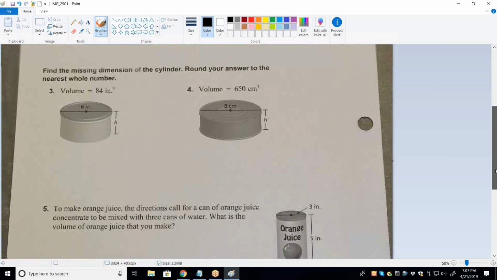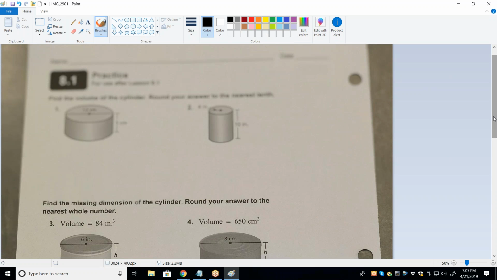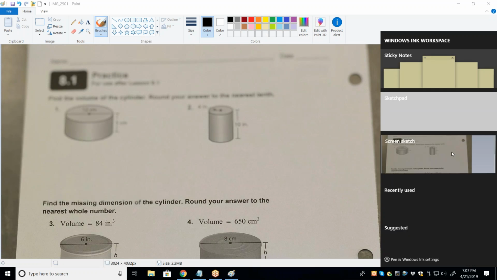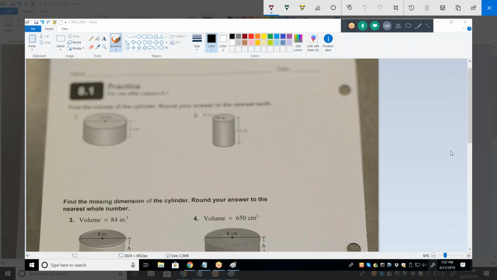Actually, can I just tell you what the first 2 problems are? Yep, absolutely. It says find the volume of the cylinder, round your answer to the nearest tenth. Number 1 is 12 centimeters by 5 centimeters. That's 12 centimeters tall and 5 centimeters across. What's the second one? The second one looks like a radius only. It's 4 on the top and 10 inches on the side.